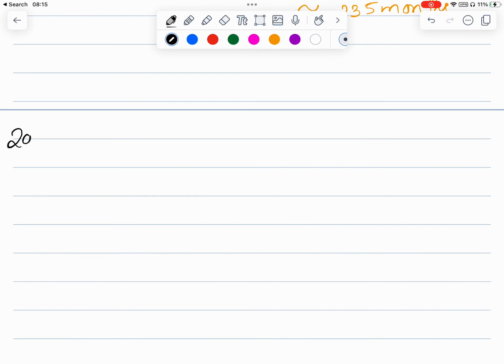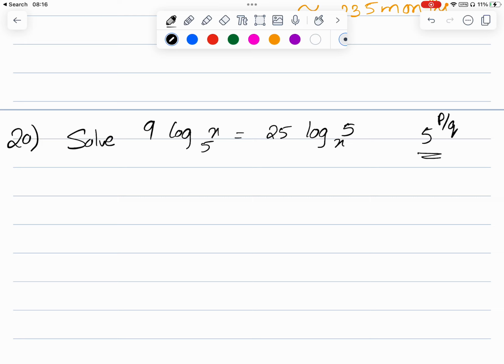Coming to question number 20. Solve. What is the equation? 9 log x to the base 5 equals 25 log 5 to the base x, in the form of 5 to the power of p upon q. The answer should be in this form, 5 to the power of p upon q.